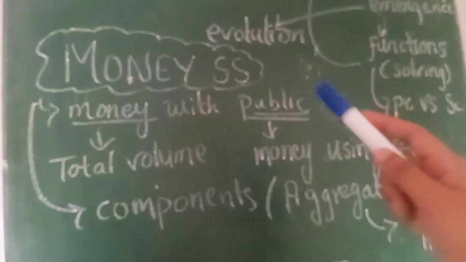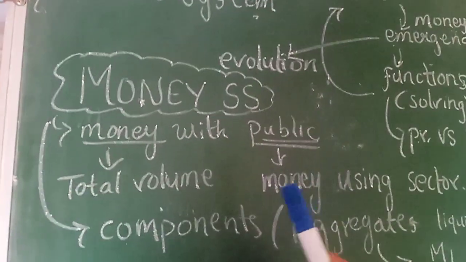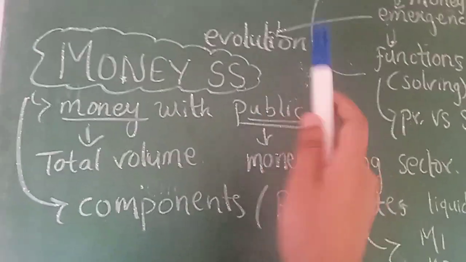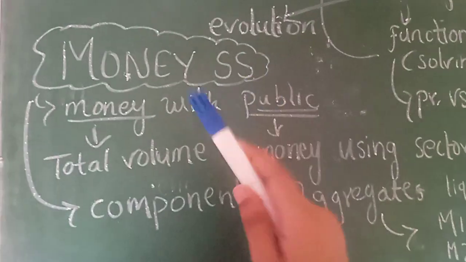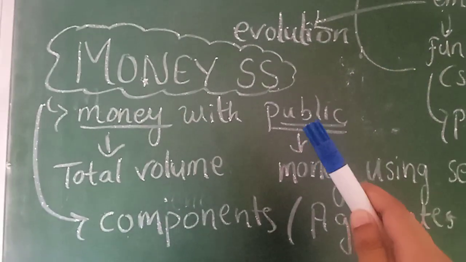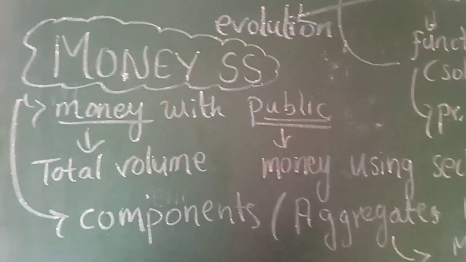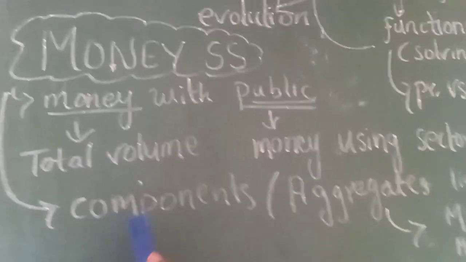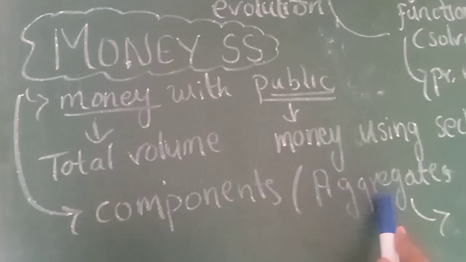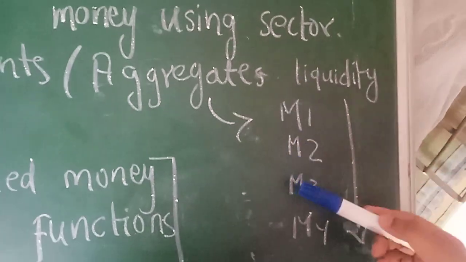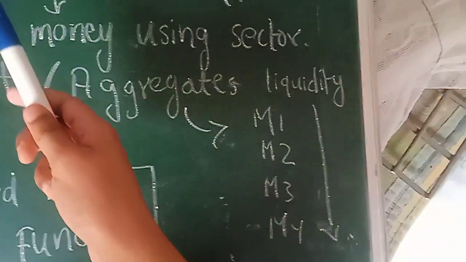Now the second part of the money chapter deals with money supply. First you have to understand what it is, and then you have to understand why we are studying it, like why knowing money supply is important for us as economics students. Then you have to see the components or the aggregates of money supply. Then you will go through certain measures like M1, M2, M3, M4. These are the measures of money supply.